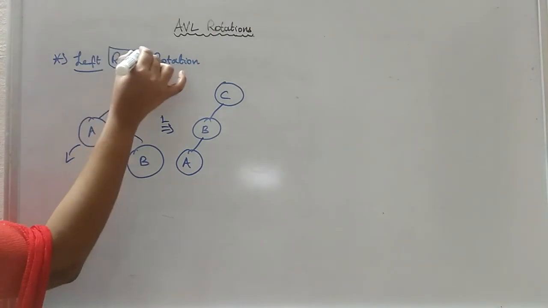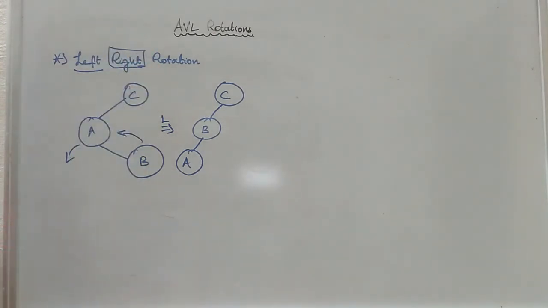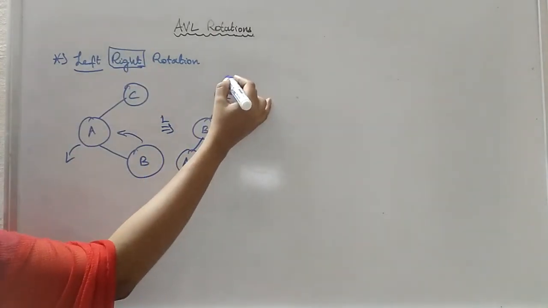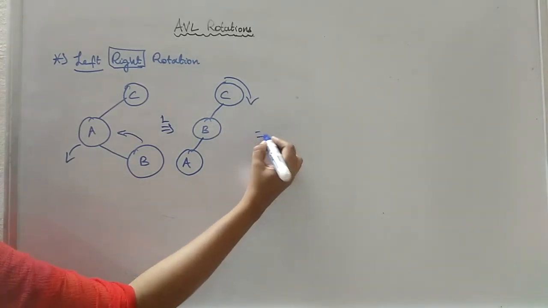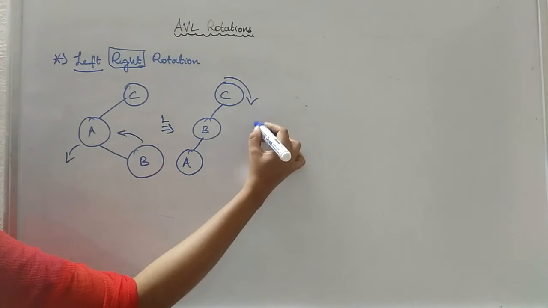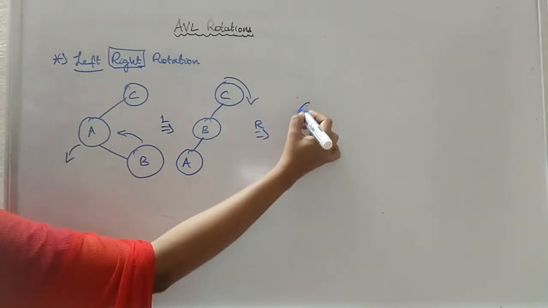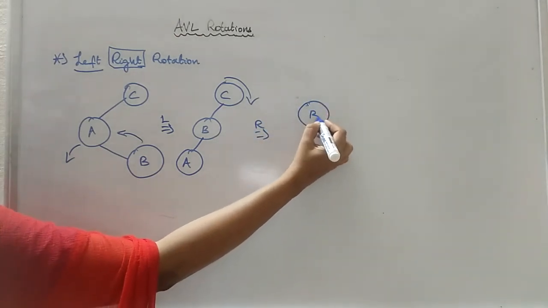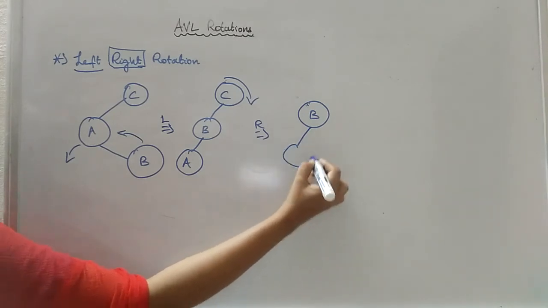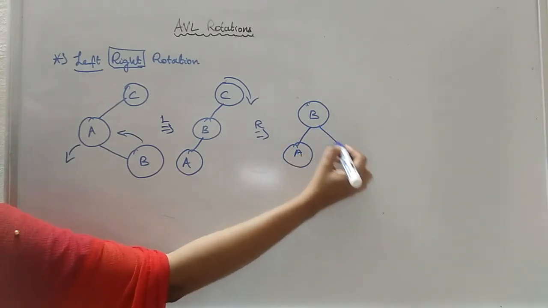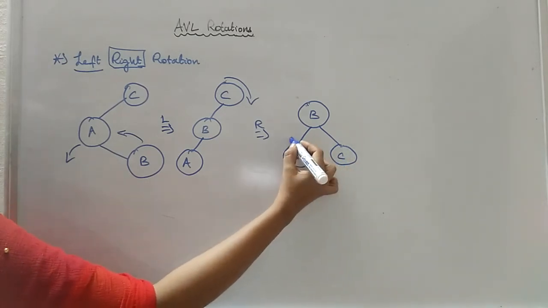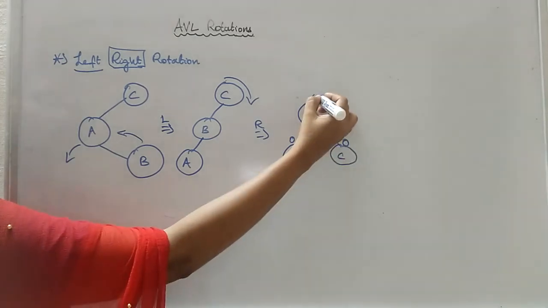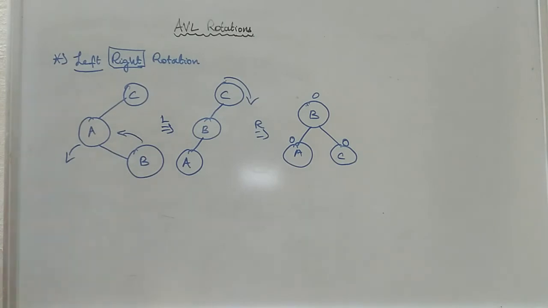The next type of rotation is right rotation. Right rotation means this node will be moved down towards the right. So I am mentioning it here as R. So you can write it as B here and A and C here. Even if you are calculating the balance factor, it will be 0.